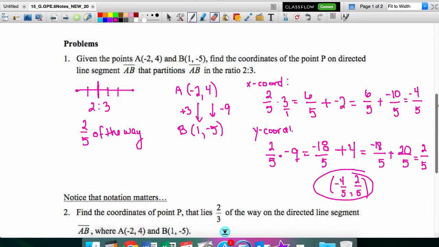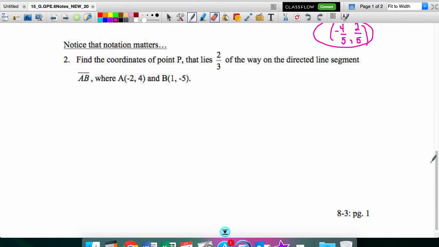All right, so let's take a look at problem 2. Now, if you just read problem 2 very quickly, it appears that it looks like it's the exact same problem as number 1. But if you actually read carefully, you'll notice that the way it's written gives us some information in a different way. A and B are clearly the same exact points. However, the point that we want to find is not a ratio of 2 to 3. It's 2/3 of the way. So they actually gave you the distance in the problem. So step 1 is done for you and not necessary.